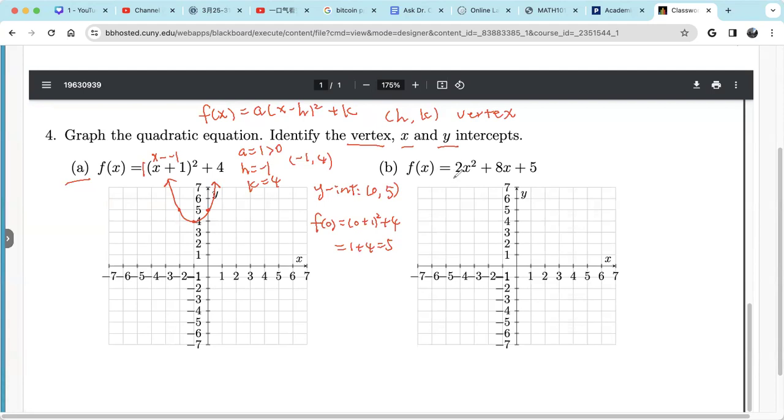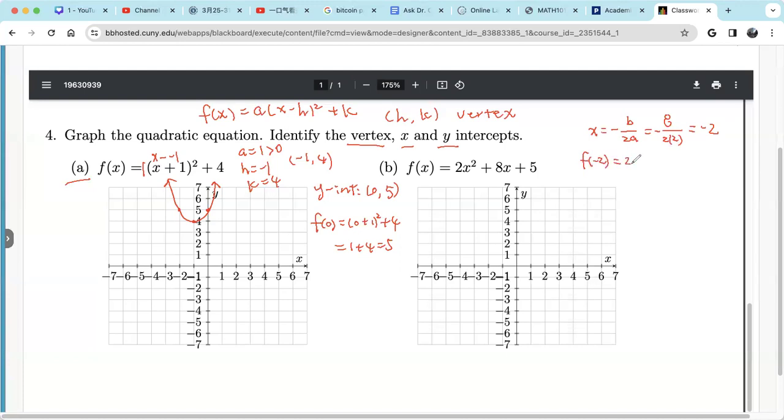Now let's look at B. B, we have in standard form. In standard form, how do we find the vertex? We do x equals -b over 2a. B is 8 divided by 2 times a is 2. So -8 divided by 4, -2. Well, then we need to find f of -2.